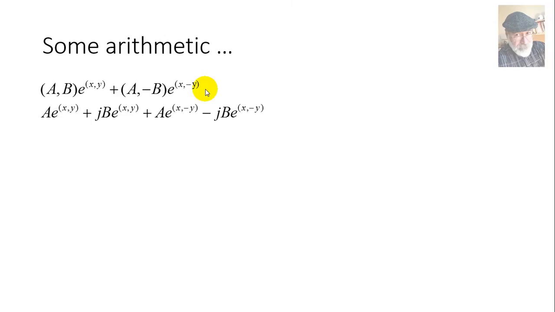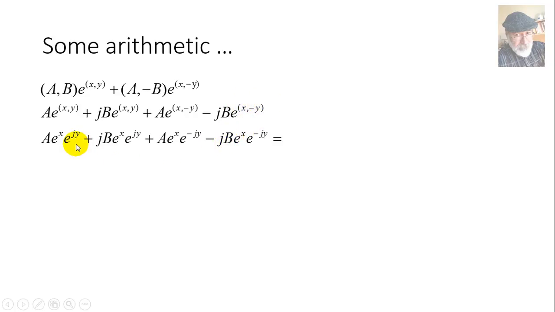I distribute the multiplication over the sum in each one of those complex numbers, a plus jb and a negative jb. Check it out: a times the exponential plus jb times the exponential. And I did something similar to the second term. Next, I expand this exponential into two exponentials multiplied: e to the x multiplied by e to the jy. And I do that for each one of the four terms.